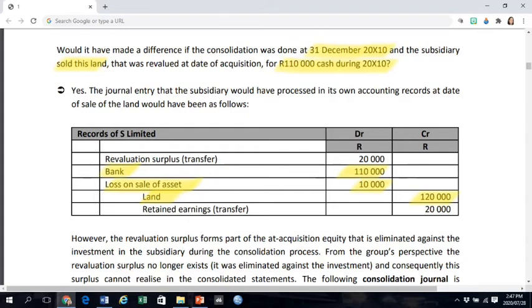But something else that the subsidiary has to process when the land is sold comes from the requirements of IAS 16. When the subsidiary sold the land, the subsidiary also had to realize or transfer the revaluation surplus in its separate financial statements to retained earnings. That is the realization of the revaluation surplus on date of sale, and this happened in the separate financial statements of S.